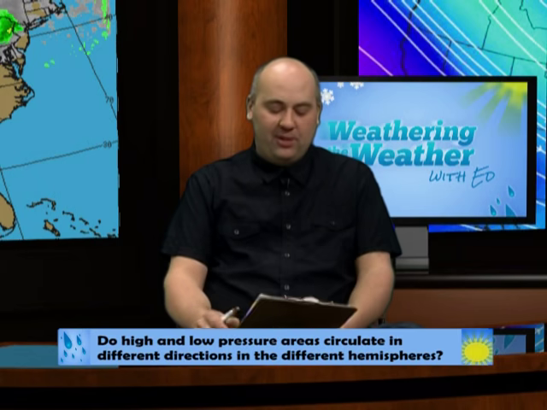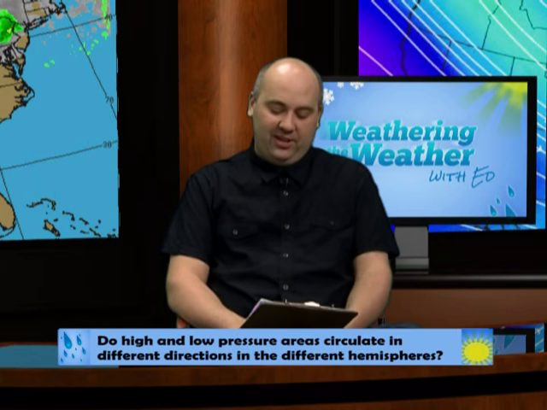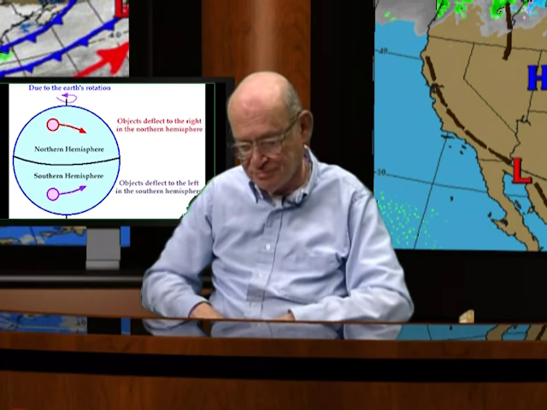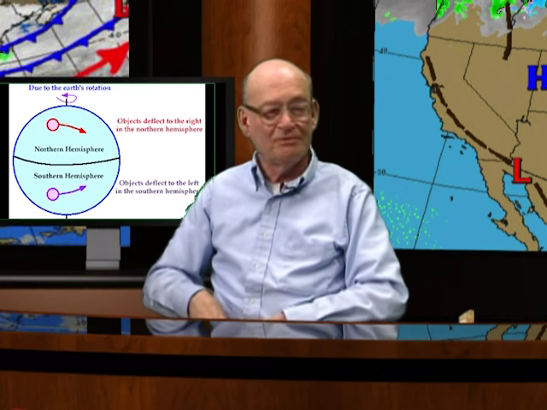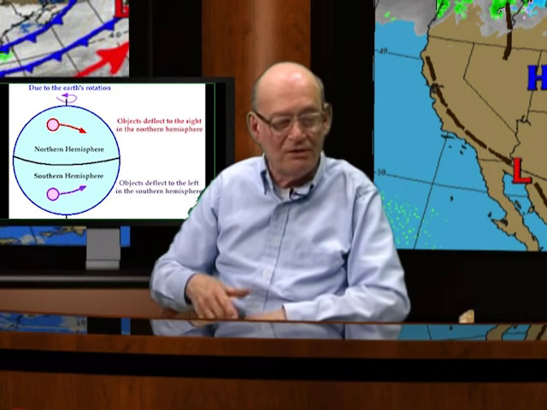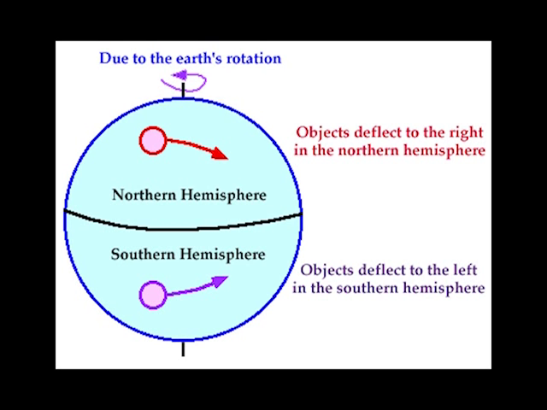The very first question comes from Stuart in Wayland, Mass. He writes, do high pressure areas and low pressure areas circulate in different directions in the northern and southern hemispheres? If so, why? Oh, yes, they do.